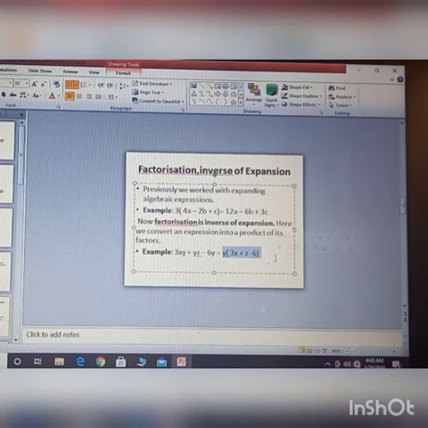So you will take y common out. While taking it common out, obviously when one y is taken, what is left in this first term? Only 3x is left, that will be written.